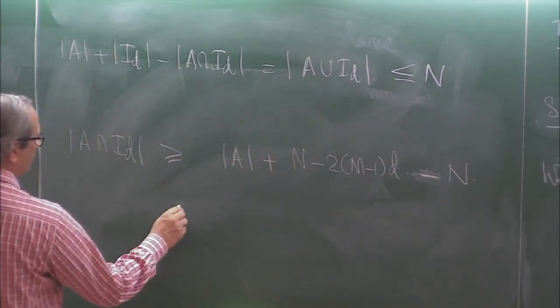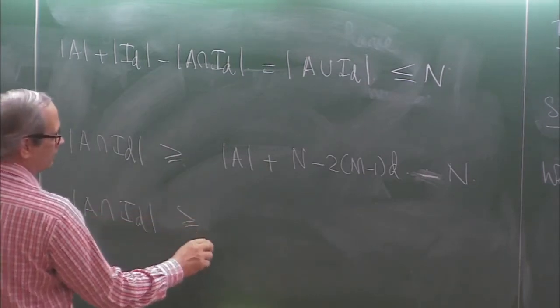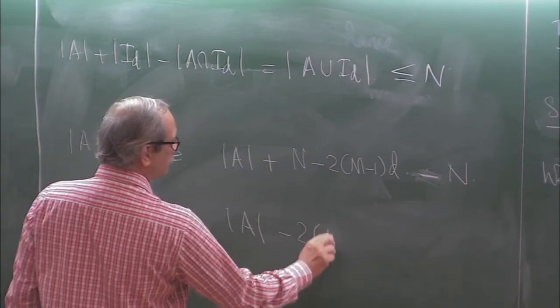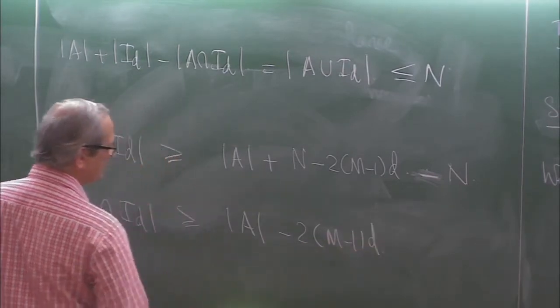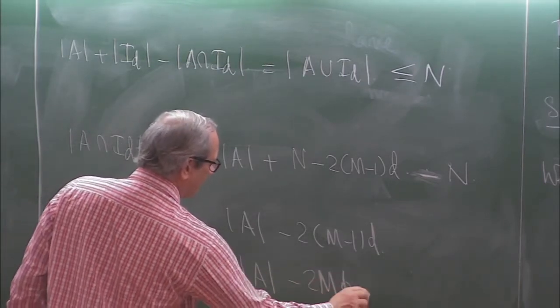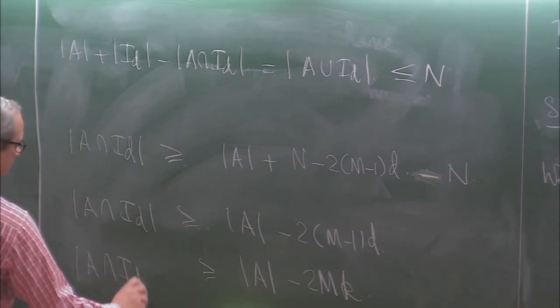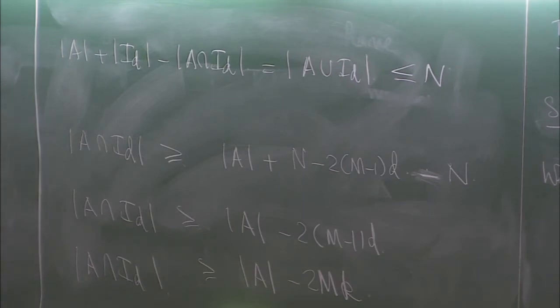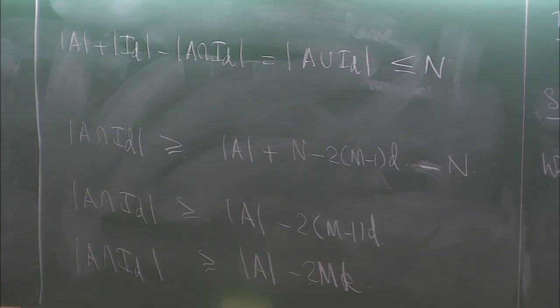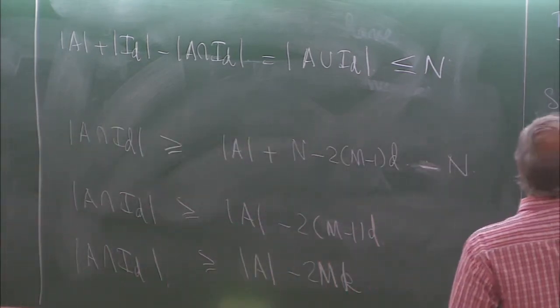Okay, and that would give you cardinality of A intersection ID is greater than or equal to cardinality of A minus 2 m minus 1 d, which is certainly greater than or equal to cardinality of A minus 2 m k, because d is less than or equal to k. Okay, and so you see that the cardinality of A intersection ID is trivially greater than or equal to this much. So you may substitute that here to finally get a lower bound.